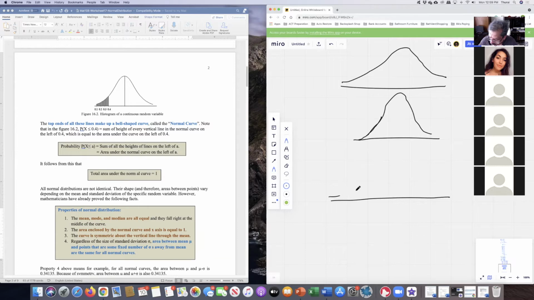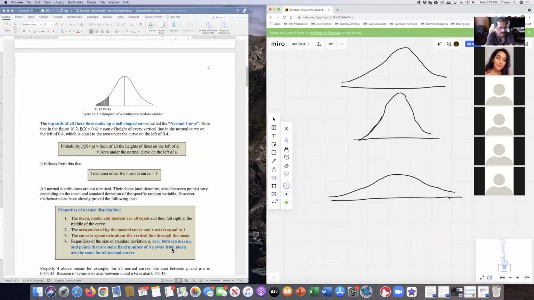Another one can be really flat like that. So within normal curve, there are different variations. So if you know it's normal, you need some additional information to know which kind of curve we have. And that additional information is the standard deviation and the mean. You can always figure out the mean from the information they give you.